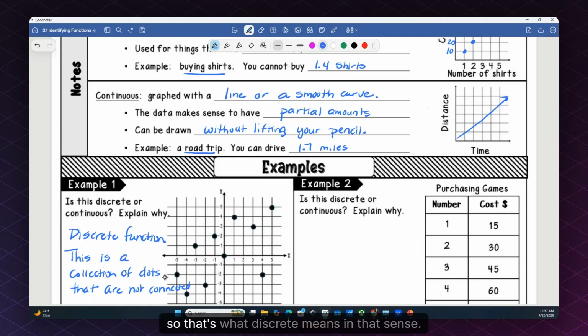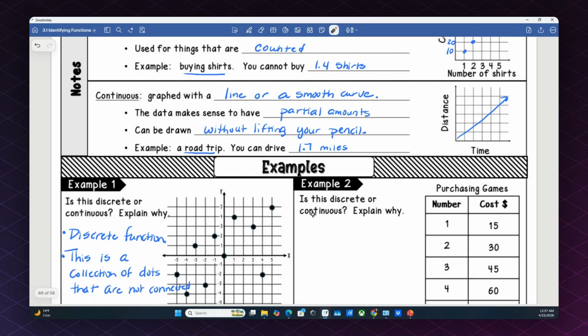Okay, so that's what discrete means in that sense. There we go. It's a discrete function, and this is a collection of dots that are not connected. Alrighty, let's look at this. So again, it's asking, is this a discrete or continuous function? And it wants us to explain why. Well, let's look at this.